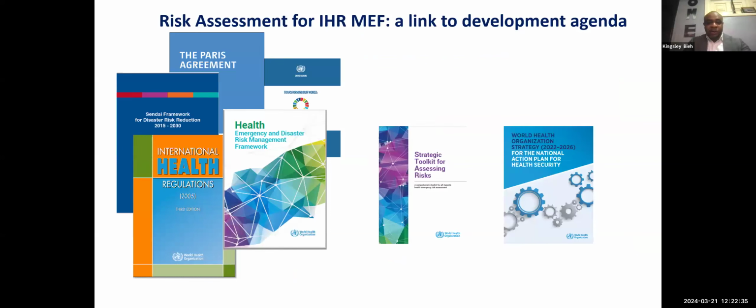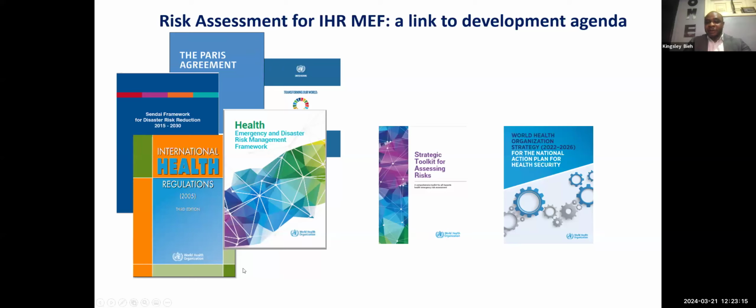So for this slide, I just would like to share with us some of the connections between risk assessment and the IHR monitoring and evaluation framework and some of the global developmental agenda. So you agree with me that whether it's the International Health Regulations that are looking at strengthening global health security, or the Sendai Framework that's looking at disaster risk reduction, or the Paris Agreement on climate, name them, all of them have a common theme, and that common theme is that they're helping to reduce risk, protecting lives, livelihoods, and health. And these are the things that we described already when we were looking at these definitions. So all of them have that component.